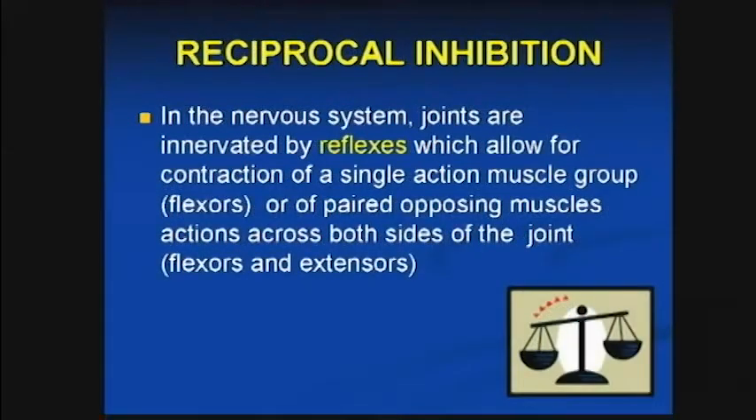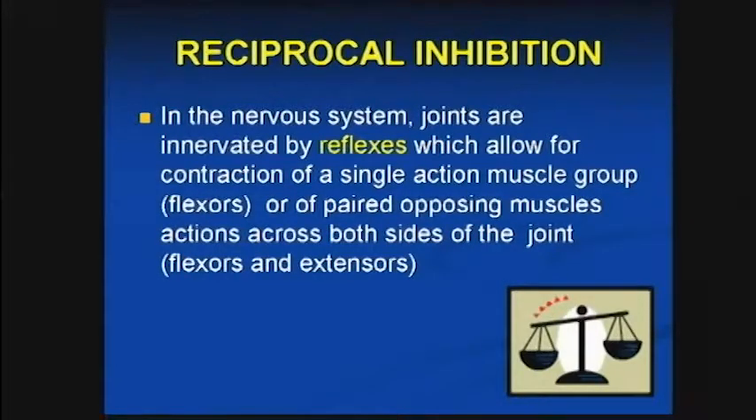Okay, here's something that we'll be using quite a bit with muscle energy. Reciprocal inhibition in the nervous system. Of course, you have reflexes that protect the muscles from being torn and that also activate the muscles for activity. So we're going to see there are reflexes that allow for contraction of single action muscle groups or paired opposing muscle groups. Think flexors and extensors.